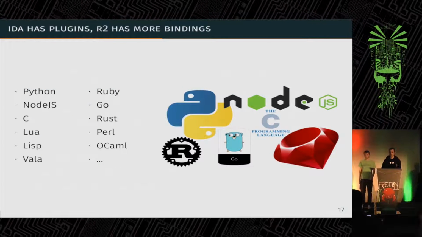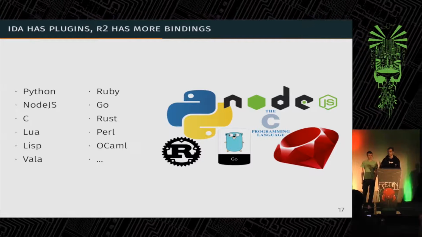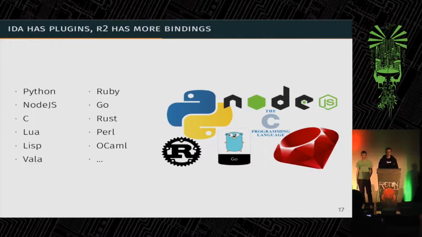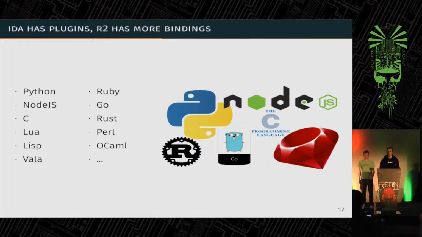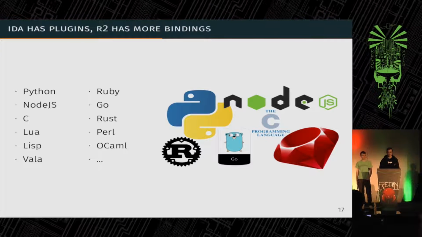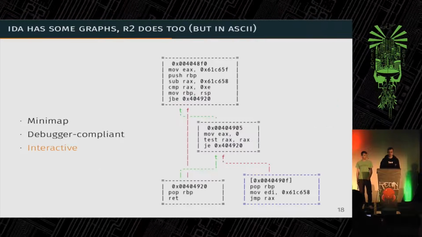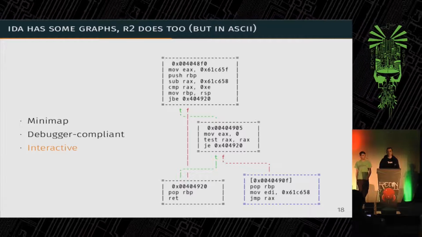IDA has some plugins, and we've got more bindings. Yeah, we should have written bindings, I don't... Yeah. Python, Node.js, Lua, Vala, Lisp, OCaml, whatever you want. We've got really a shitload of bindings in R2 pipe. Even Node.js, I don't know why. IDA has some graph, and R2 does, but in ASCII art.